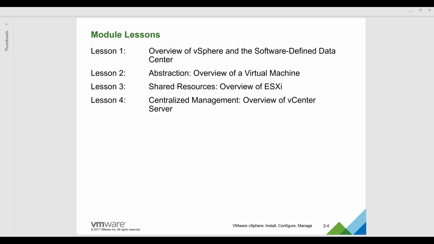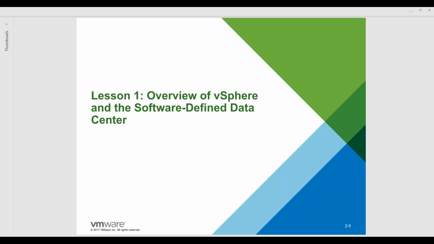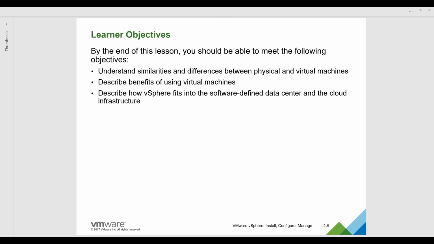There are 4 lessons in this module. In this lesson, we're going to give you an overview of vSphere and what the software-defined data center is. By the end of this lesson, you will be able to meet the following objectives. You'll know how physical and virtual machines are similar and how they are different. You'll be able to describe the benefits of using virtual machines. You'll also be able to describe how vSphere fits into the software-defined data center and within the cloud infrastructure.